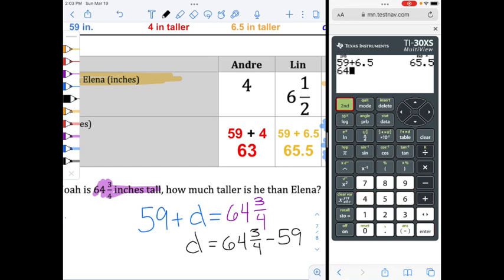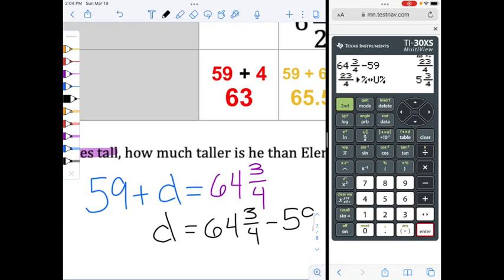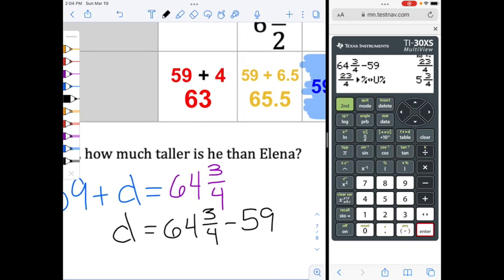64 3/4 subtract 59. Oh, try again. We lost something. 64 3/4 subtract 59. Oof, 23/4. I'm not really sure what that means. So I'm going to press second and convert that into a mixed number. 5 3/4. That number makes a lot more sense to me.